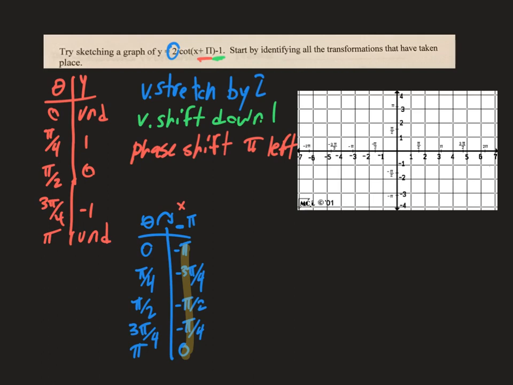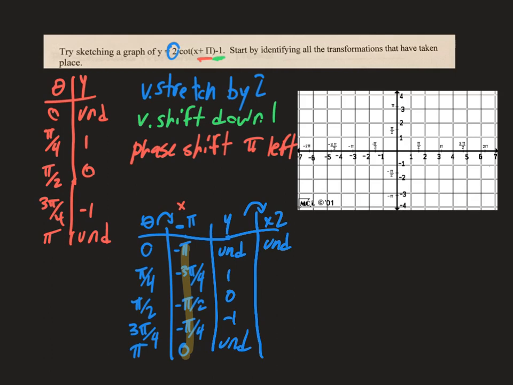And now we can go ahead and also do the y coordinates. So I'm going to go ahead and continue my chart over here. So we've got that. Let's take these y values, starting with undefined, then 1, 0, -1, and undefined again. Now, the y transformations are the remaining ones. We're going to start with the stretch because we have to follow PEMDAS rules. So we're going to multiply this by 2 first. So I'm going to take all of these numbers and times 2. So if I multiply those by 2, I'm going to end up getting undefined again, right? Can't do any math to that. 2, 0, -2, and undefined.